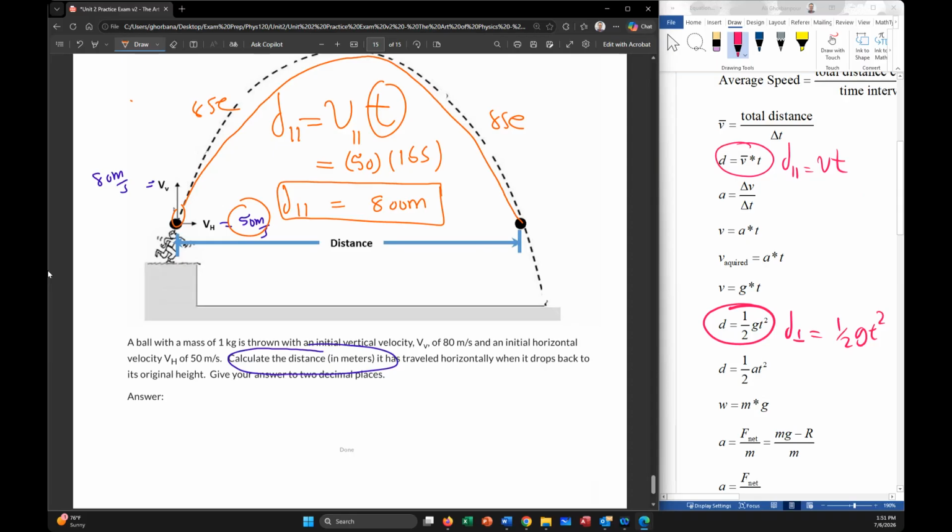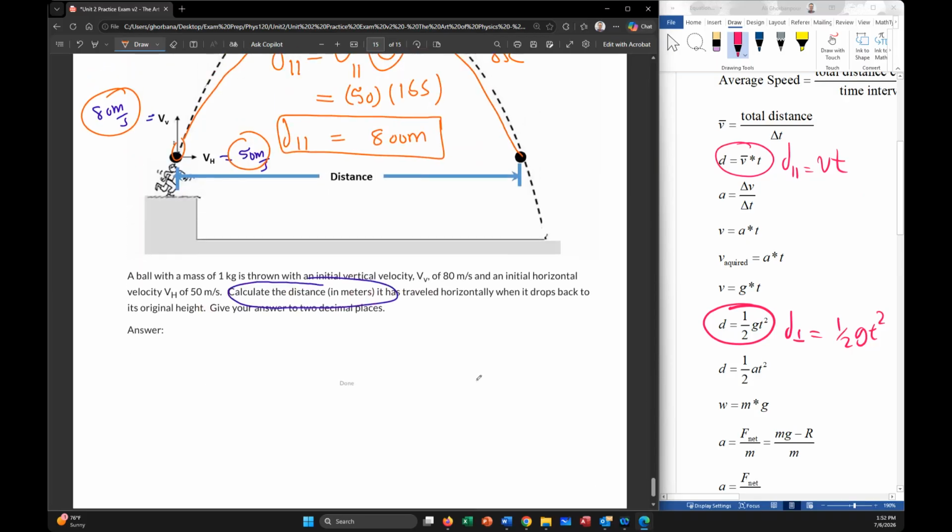Okay, how can we calculate time? By having the vertical velocity. The vertical velocity helps me find the total traveling time because it's 80 meters per second. Every second the velocity decreases by 10 meters per second. It takes 8 seconds to go up, then stop and come back, another 8 seconds to go down. So the total traveling time is going to be 16. Okay, so we are done with this.